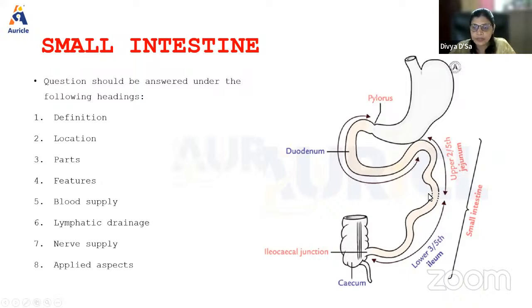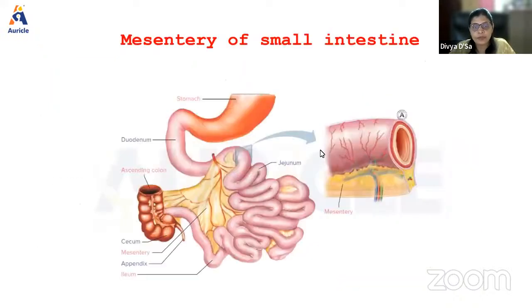The jejunum begins at the duodenojejunal flexure and extends up to the ileocecal junction. It is arranged in a series of coils which are suspended from the posterior abdominal wall by a peritoneal fold, which we call the mesentery. This mesentery contains the blood vessels, the lymphatics, lymph nodes, and the nerve plexus which supply the intestines.